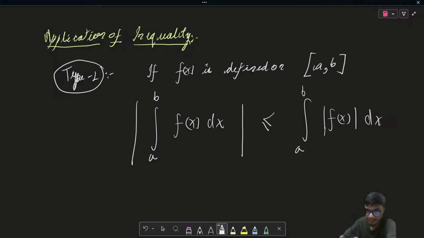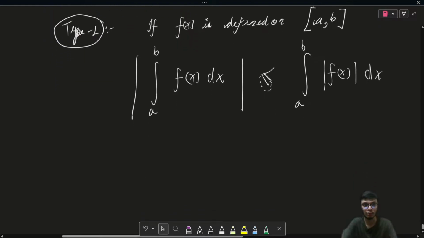You can see there is an equality sign. The equality holds true when f of x has the same sign within the interval a to b. If everywhere f of x is positive or everywhere f of x is negative, then equality holds; otherwise there is an inequality. Please remember this. We will see some questions regarding this. So let's quickly talk about the type 2 form of inequality.